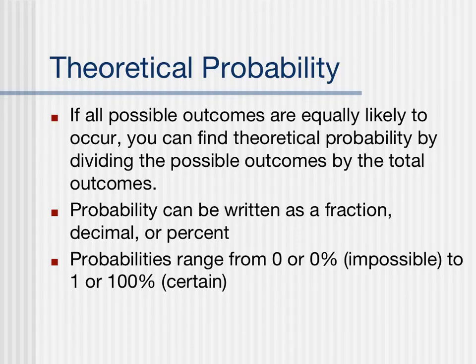That's theoretical. It can be written as a fraction, 1/6. We can convert that to a decimal, which would have to be rounded, 0.17, or a percent, which is about 16 2/3%. Probabilities could range from 0, which is impossible, to 100%, which is it's going to happen.